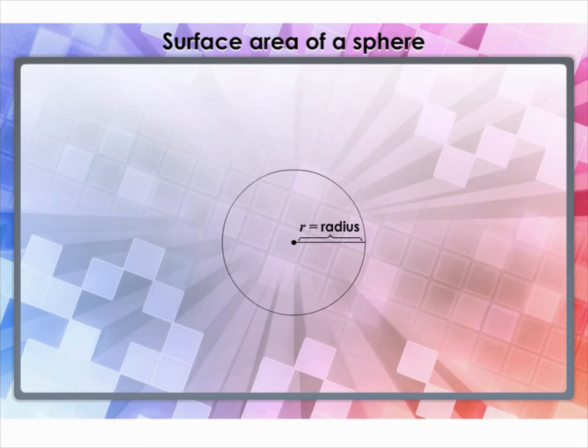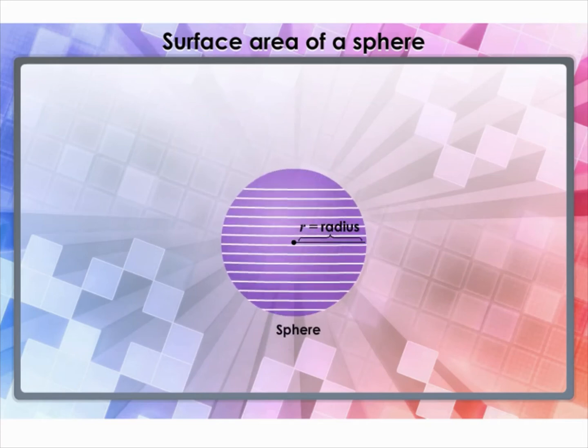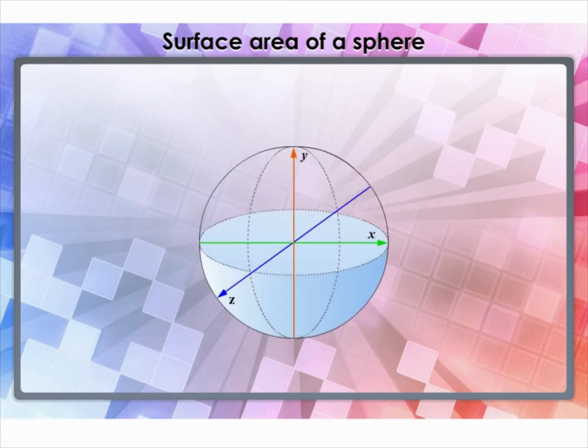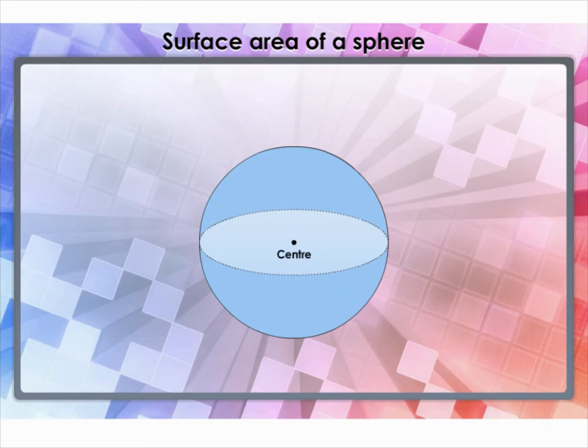Now, if you paste a string along a diameter of a circular disc and rotate it as you had rotated the triangle in the previous section, you see a new solid. What does it resemble? A ball. Yes, it's called a sphere. A sphere is a three-dimensional solid figure, which is made up of all points in space which lie at a constant distance, called the radius, from a fixed point called the center of the sphere.